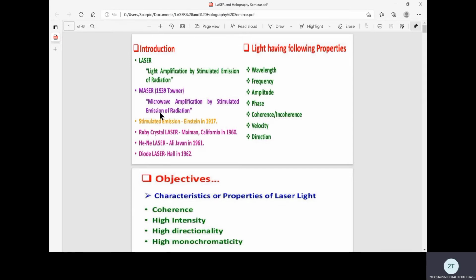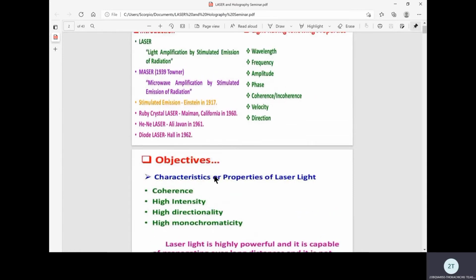Some noticeable experiments or inventions in the process of developing laser are stimulated emission by Einstein in 1917, the ruby laser by Maiman in California in 1960, the helium neon laser by Javan in 1961, and the diode laser by Hall in 1962. So let's see the properties of laser light compared to normal light.